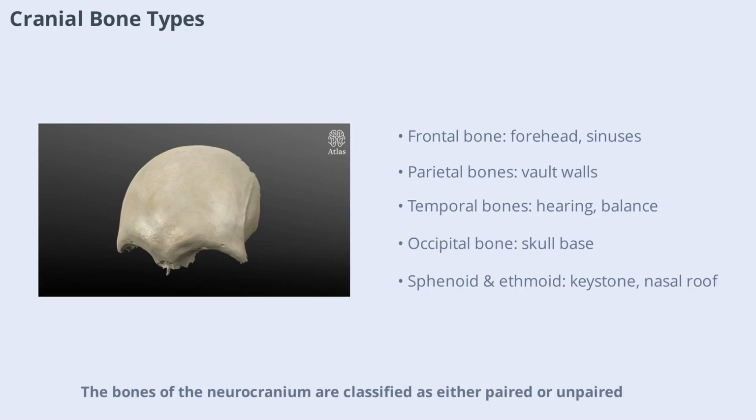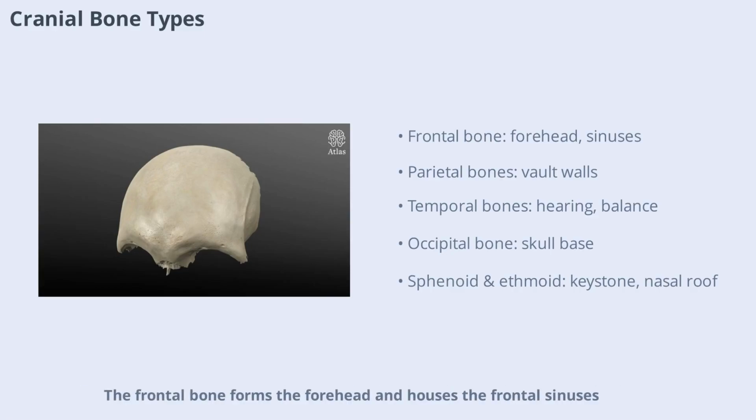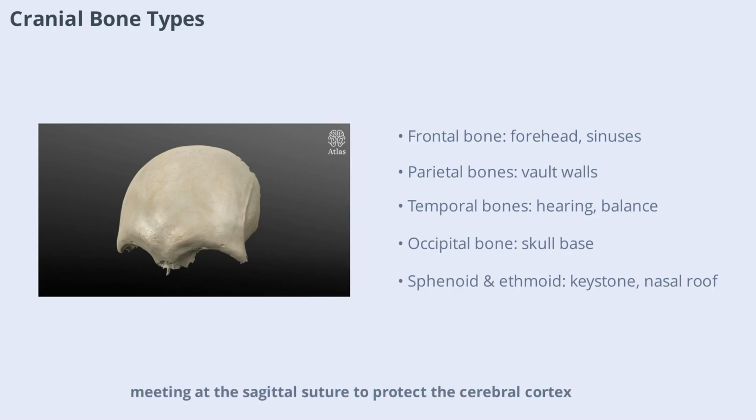Bones of the neurocranium are classified as either paired or unpaired. The frontal bone forms the forehead and houses the frontal sinuses, while the paired parietal bones create the vault walls, meeting at the sagittal suture to protect the cerebral cortex. The temporal bones, also paired, are crucial for hearing and balance, containing the inner ear structures and external auditory meatus.